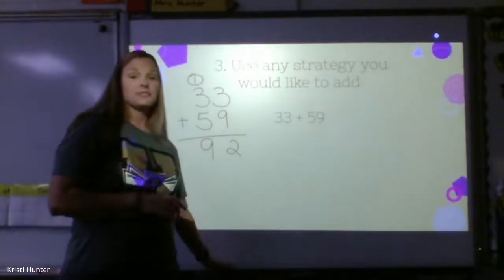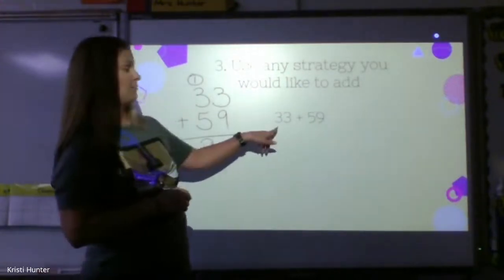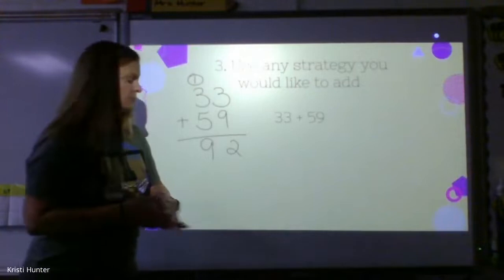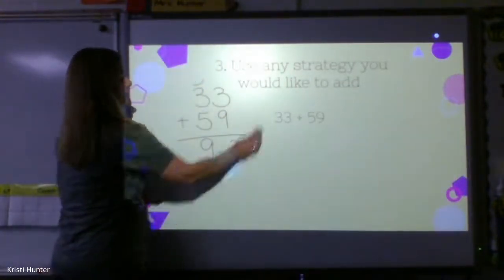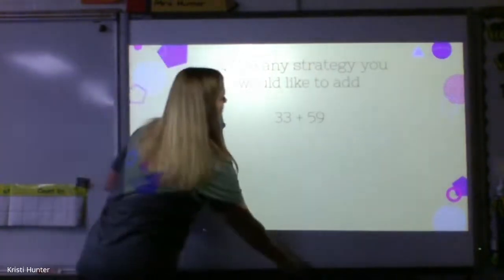Remember, these problems don't have any labels like a story problem would because they're just adding 2-digit numbers up. Compare your answer to mine. If you didn't get it correct, go back and rework your problem. See if you can find your mistake.